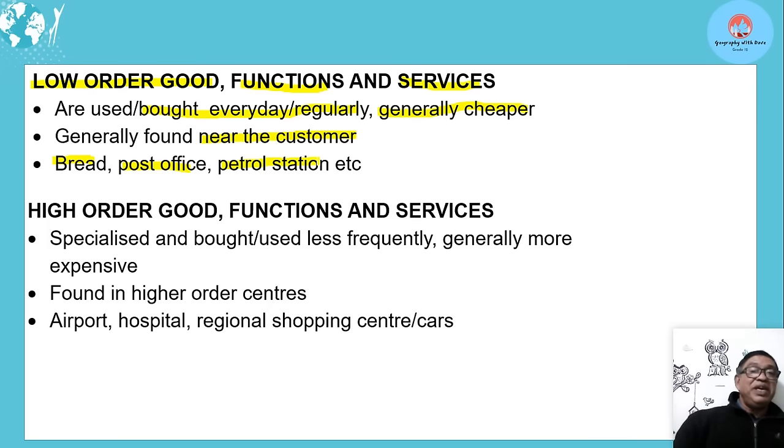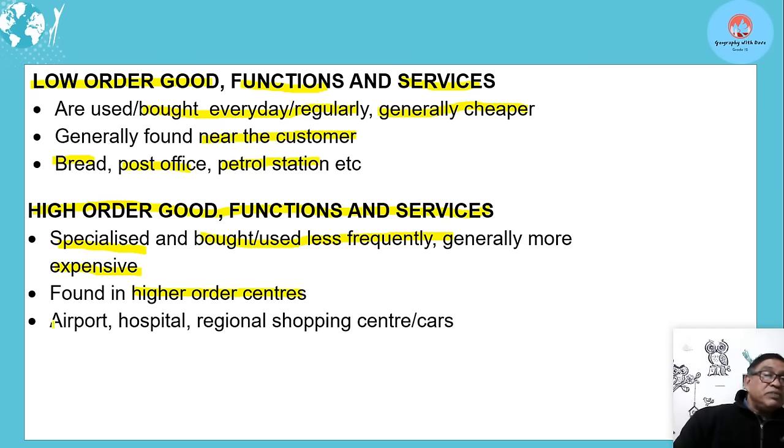Then, high-order goods, functions, and services are more specialized, bought and used less frequently, and are generally more expensive. They are found in higher order service centers and sometimes in your malls. As you go higher up, maybe you won't find it in your village. You will find it in your town. And then if it's higher order, in your city.